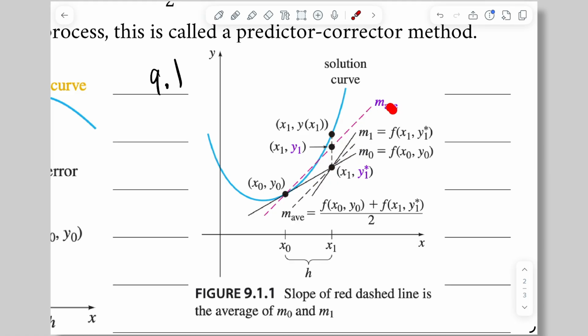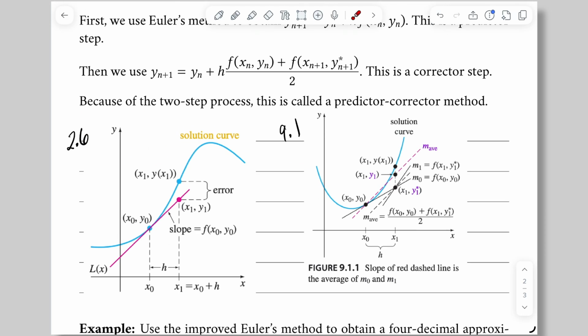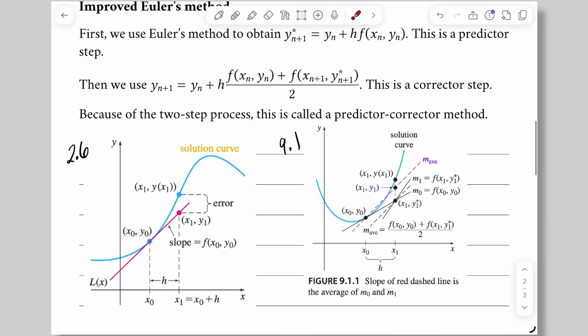Using that average, we get like a pseudo-tangent line, and then a point on that pseudo-tangent line becomes our y1 approximation. And as this visual indicates, the approximation for y1 is better than y1 star, which we got using Euler's method. We'll see what using this method actually looks like in the next video.